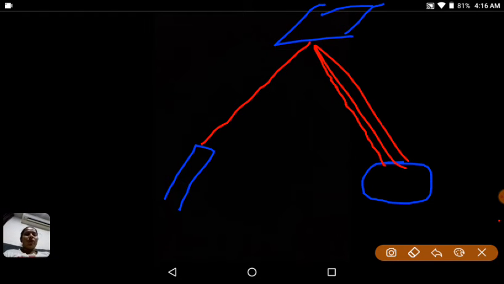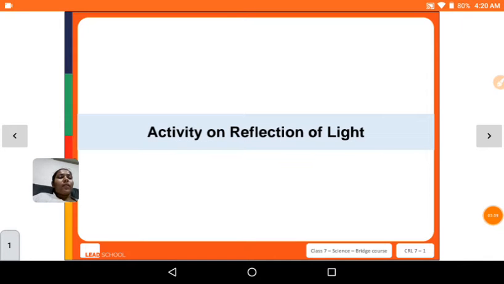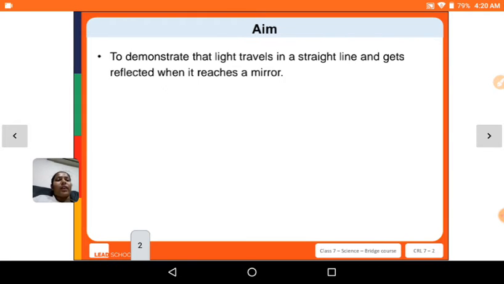Okay, so what was happening to a beam of light? The light was falling on the mirror and being reflected. This reflection of light can be seen as a spot of light on the object. Now let us perform another activity to understand the reflection. Activity on reflection of light.